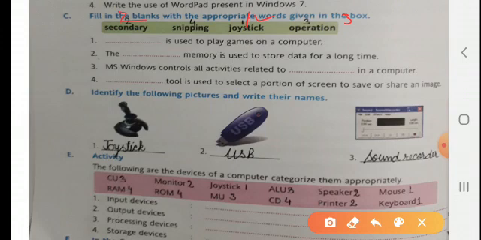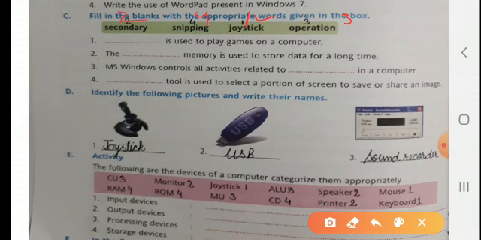Then our fourth and last question of fill-ups is: dash tool is used to select a portion of a screen to save or share an image. What is it? Snipping. Okay. So 2, 4, 1, 3 is your numbering. Again, I am telling you, first answer is joystick. Second, secondary. Third, operation. Then fourth, snipping.